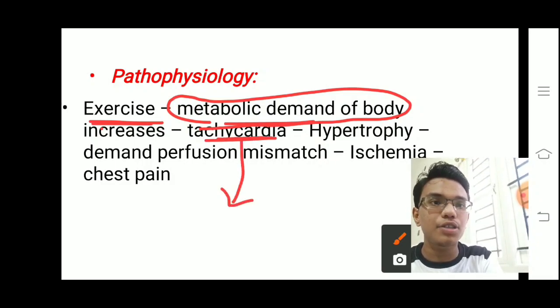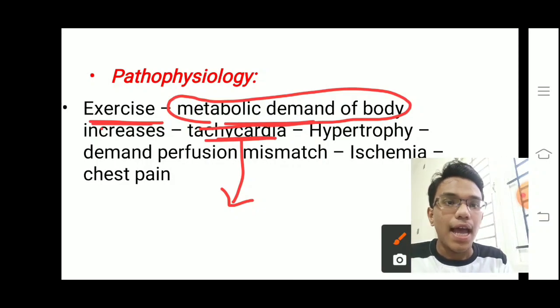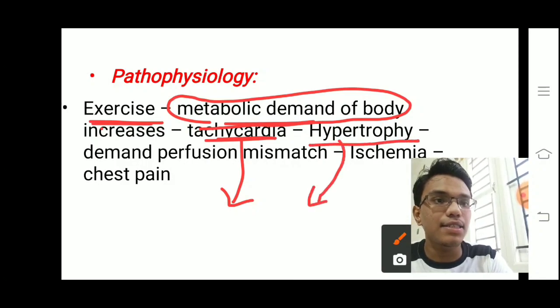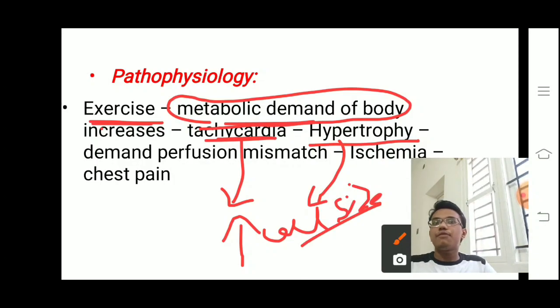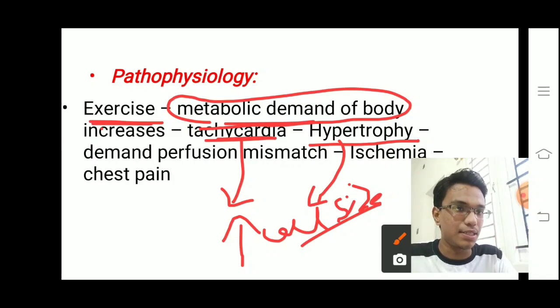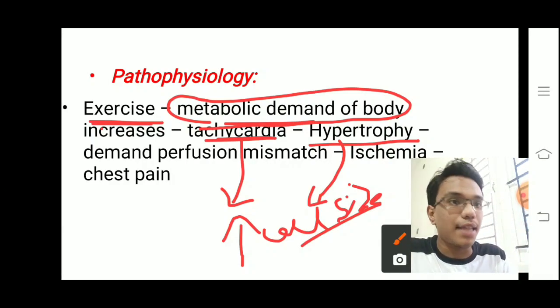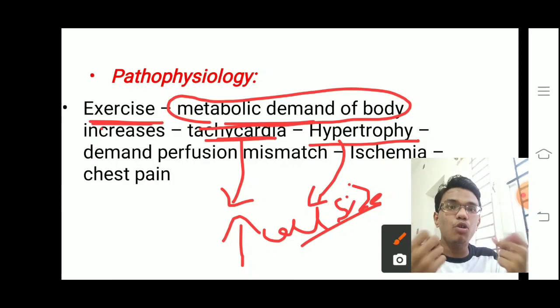The heart rate should increase so that it can pump more blood to satisfy the demands of the body. Along with this tachycardia, it undergoes hypertrophy also, that is an increase in cell size. And remember one thing: hyperplasia will never occur in heart muscle, that is cardiac myocytes. Only hypertrophy is possible in this. That is one more point of interest in general pathology. So hypertrophy and tachycardia occur, and as hypertrophy occurs in the heart, the demand of the heart also increases, so it requires more blood supply.